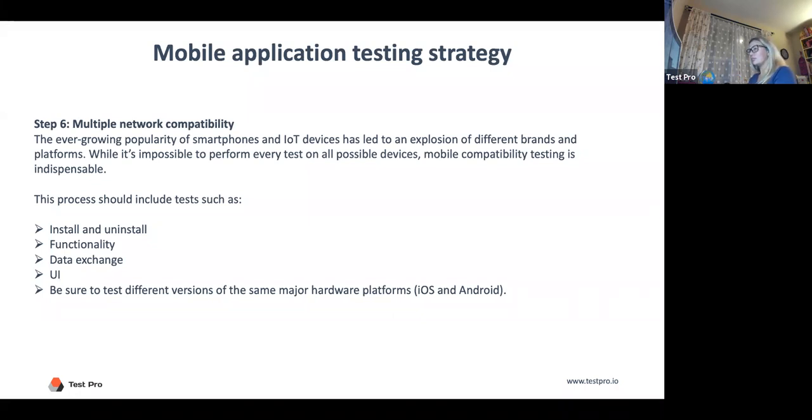What should you test under multiple network compatibility? You're supposed to test installing and uninstalling your application. That's easy. Like in TestFlight, you will just be downloading your application from TestFlight. If you're testing an Android application, you're supposed to download from Hockey App or any other repository. The same goes for the uninstall option: you have to be sure that the user can easily uninstall the application.